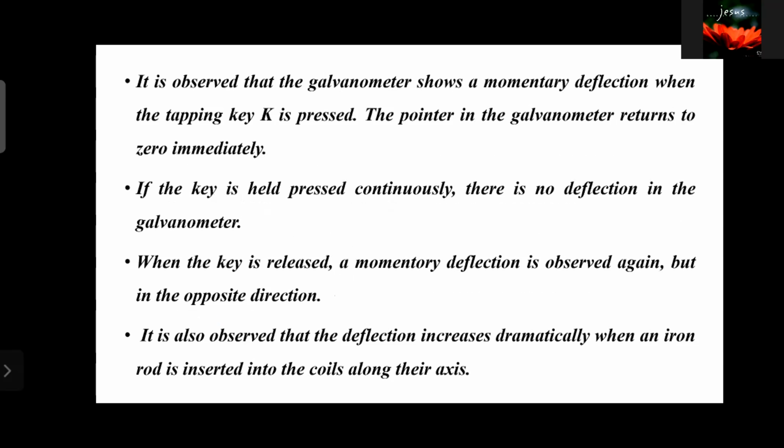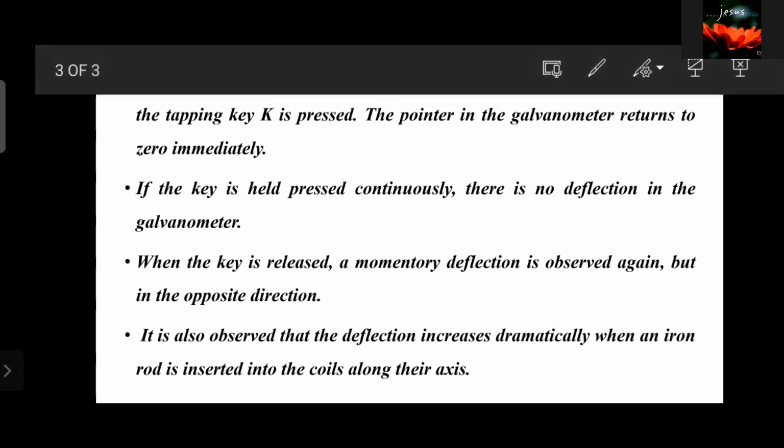So the third experiment is about the C1 and C2 coils being stationary. Still, there will be an induced current when the key is on. Okay, so I hope you all understood the three experiments. Then let us go for our follow-up activities.